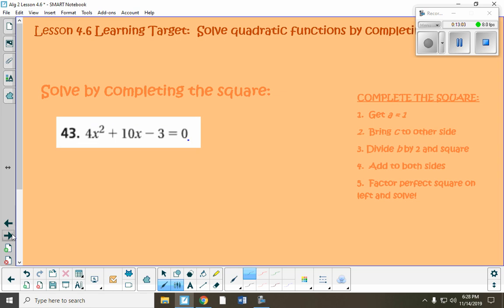All right, one last problem here. This problem, we have a 4 in front. So we're going to divide every term by 4 so that our a value is 1. And 10 over 4 is the same as 5 halves x. 0 divided by 4 is 0. So we'll bring 3/4 to the other side.